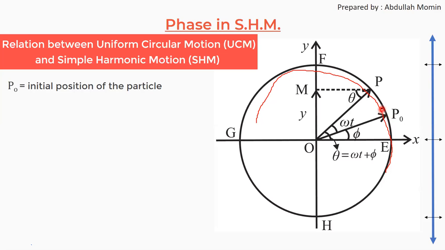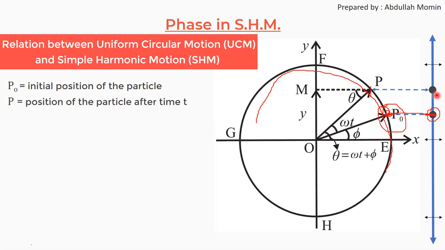So let us assume that initially the particle is at position P0. On this circle the particle is present over here. First we will draw the perpendicular from point P0 to this blue line, so on this blue line the image is somewhere here. Now after time t the particle moves to point P, that is this, and the image of this particle will be at this point. So when the particle moves from P0 to P on the circumference of this circle, on this line the particle has moved in the upward direction, or we will say in the positive direction.